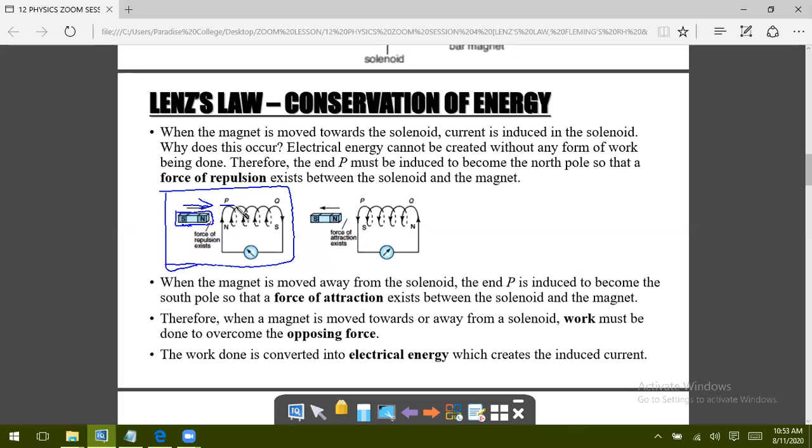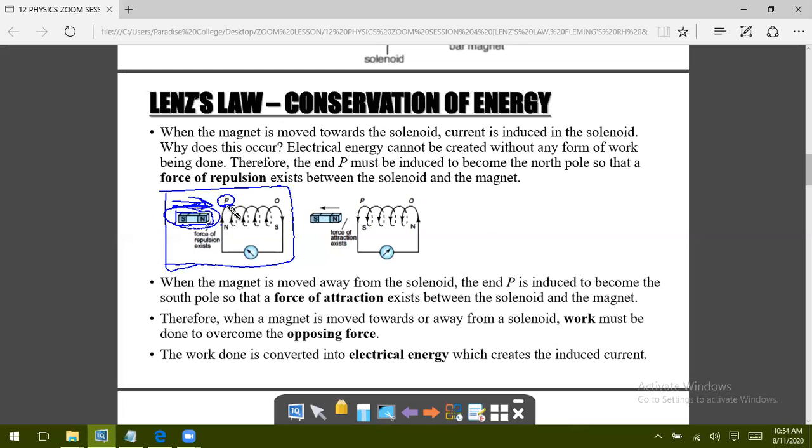And so with the kinetic energy, the movement of the magnet when it is brought towards the solenoid, force is applied and distance is covered. So work is given by force times distance. Work is done. The work done by moving the magnet towards the solenoid, point P, is converted into electrical energy. So it induces current somewhere here at point P.